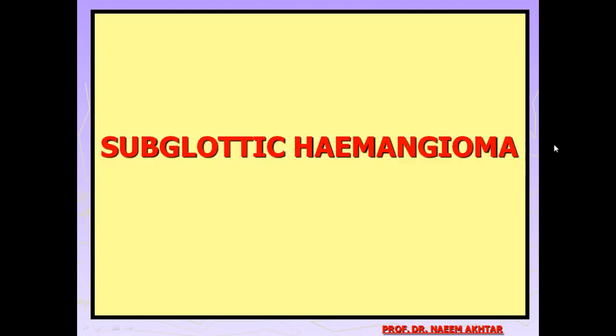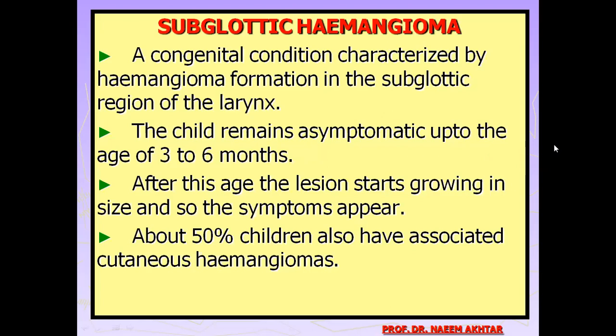The next important topic to discuss is the subglottic hemangioma, a congenital condition characterized by hemangioma formation in the subglottic region of the larynx. The child remains asymptomatic up to the age of 3 to 6 months. After this age, the lesion starts growing in size, and so the symptoms appear. About 50% of the children also have associated cutaneous hemangioma.